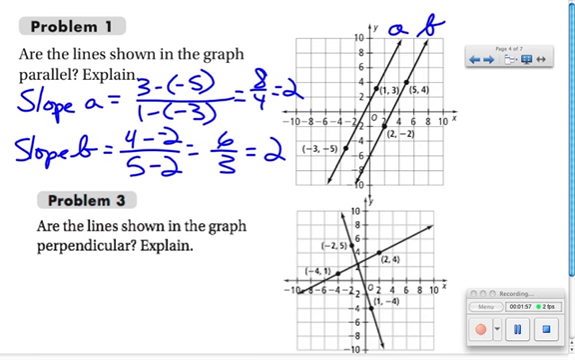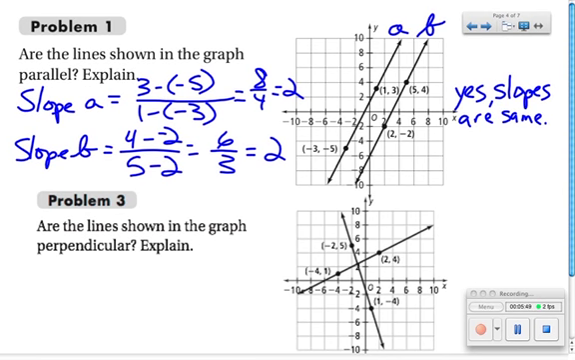Okay, so the question was, are the lines shown in the graph parallel? It's a yes or no question. What say you? Yes. As far as an explanation goes, what kind of explanation do you think would be adequate? One person, please. How would I explain that to them? Their slopes are the same.